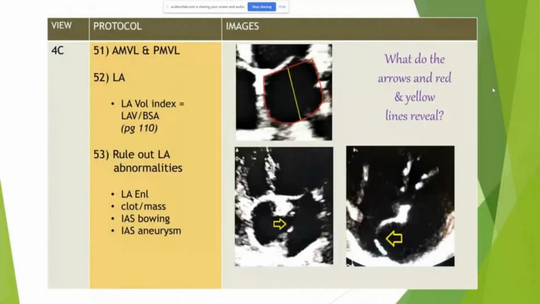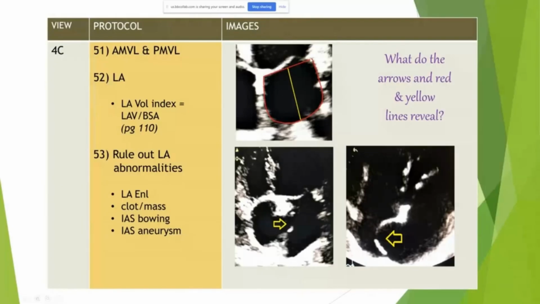One of the first measurements we make when we get into the apical four chamber is the LA volume. We are going to be tracing from annulus to annulus. So from the anterior mitral valve leaflet to the posterior mitral valve leaflet, but we're tracing annulus to annulus. So again, what we're getting is the LA volume index.